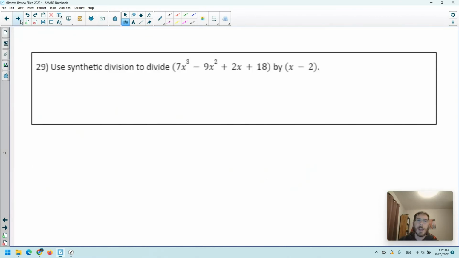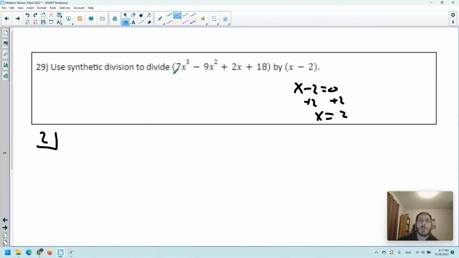All right, 29, we're doing some synthetic division. So for synthetic division, we have this x minus 2. Remember, we need to solve that first before we can do synthetic division. So x equals 2. 2's going in the box.